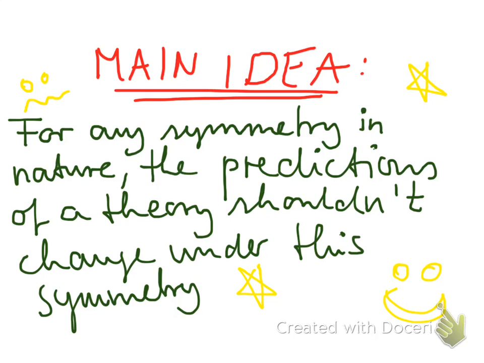It's really important. For any symmetry in nature, the predictions of a theory should not change under the symmetry, where by under the symmetry I mean, for example, in the case of the sphere, the symmetry of rotating it. So this is, again, not saying that all kinds of symmetries have to be the case for there to be any symmetry.